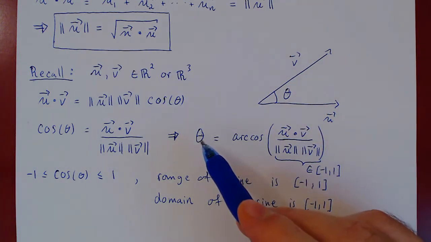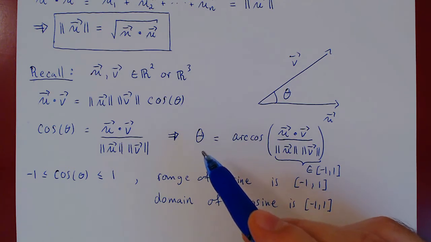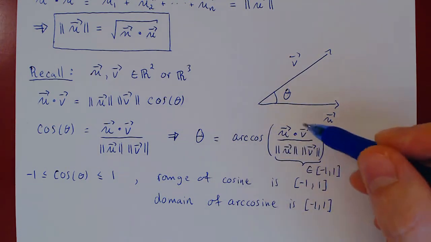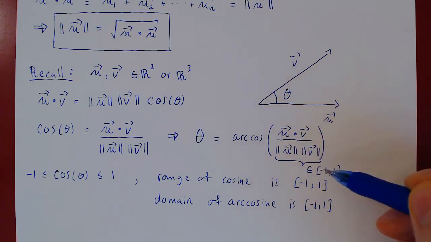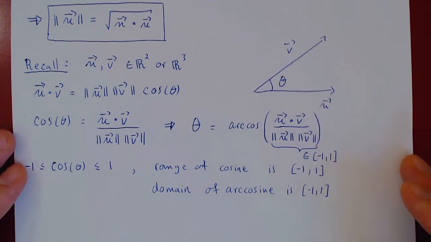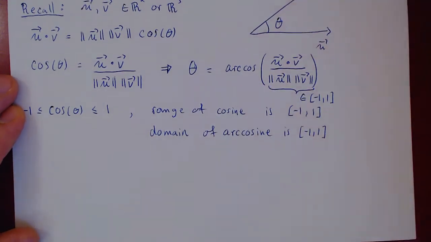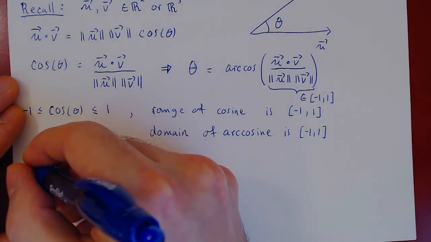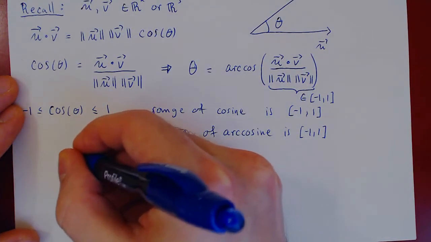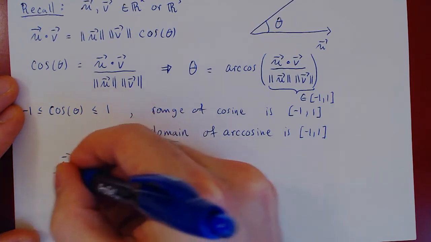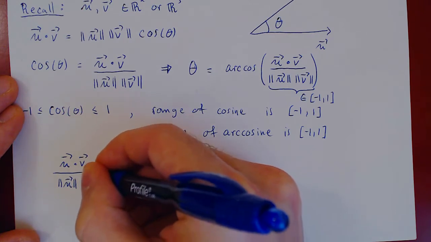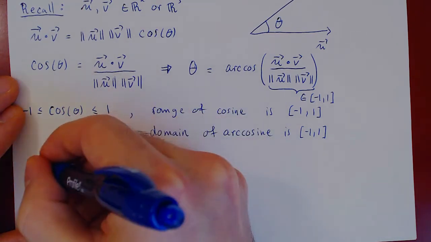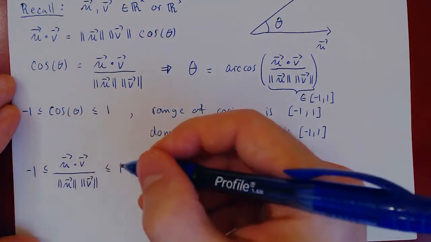We will have the angle between two vectors in Rn for any n, as long as the arc cosine of this ratio is defined, as long as, therefore, the ratio is between negative 1 and 1. So let's look at this. We need u dot v over the norm of u, norm of v, to be between negative 1 and 1.